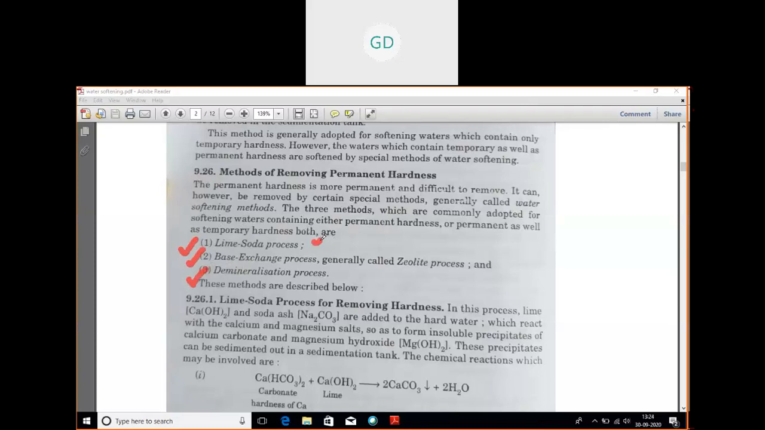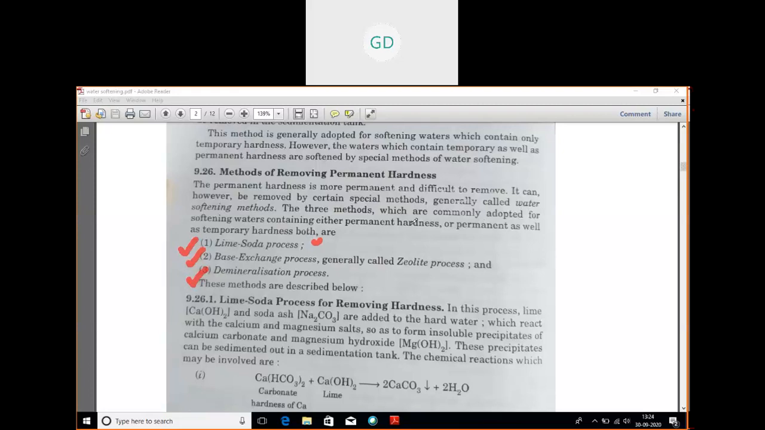Okay, lime soda process. Number two is your base exchange process, which is also known as your zeolite process. And number three is your demineralization process. So here also, lime soda process, from the name itself.